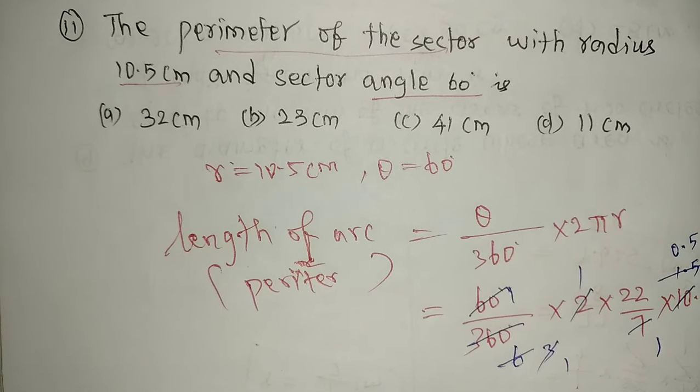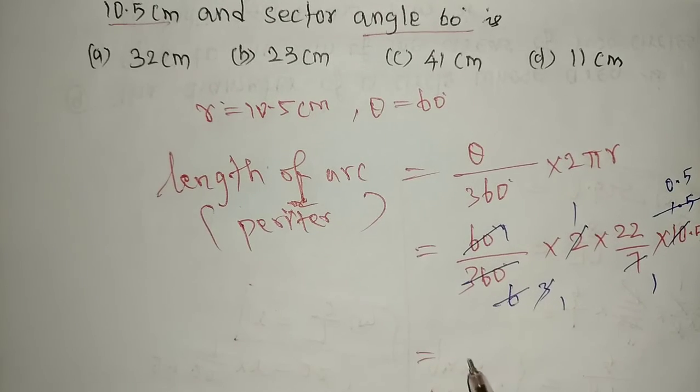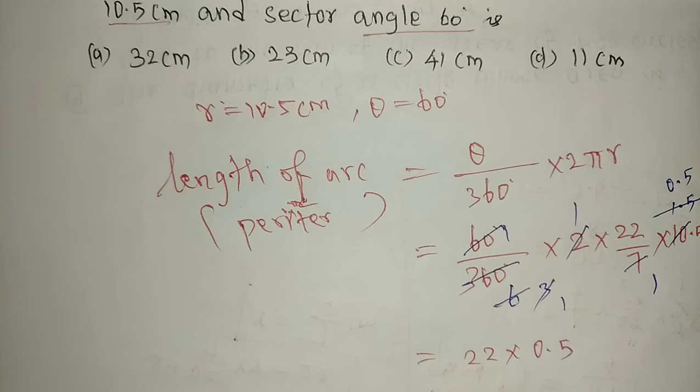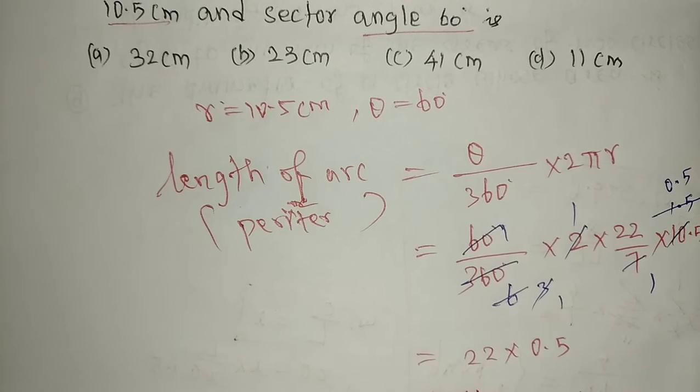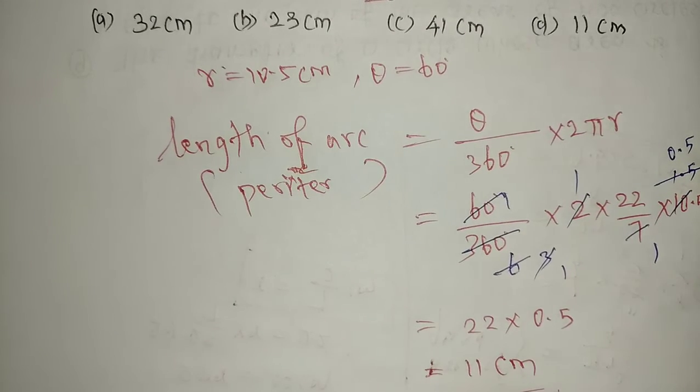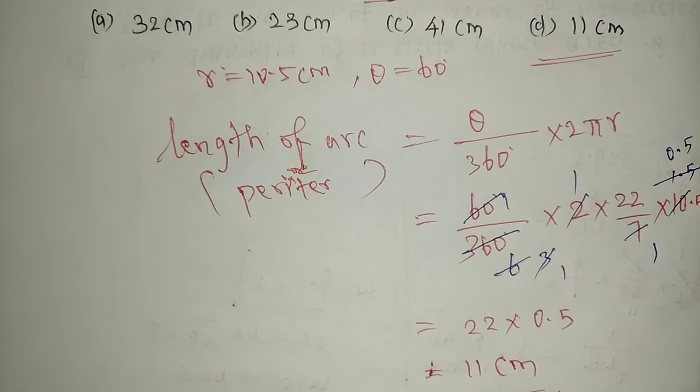Okay, now we will go for the remaining things. 22 into 0.5. Together you can multiply this, then you will get the required answer. So what is that? 22 into half, 11. That's it. So 11 centimeter is our required answer. Where? Option D. That's it.